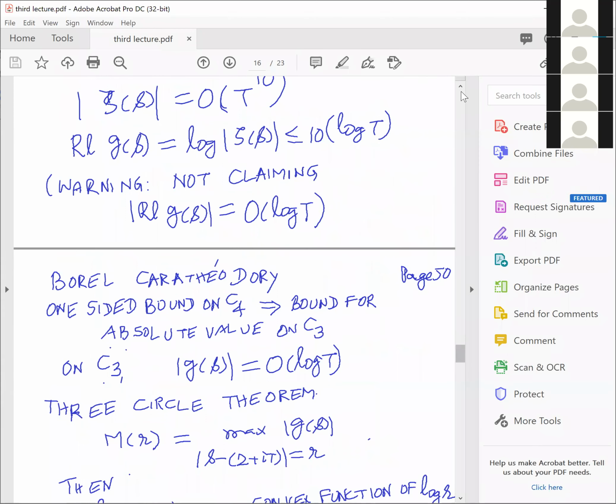That if you have a one-sided bound for the real part on a big circle, then you have a bound for the absolute value on a slightly smaller circle. And that you use, then you will get not only that mod real part of G(s) is O of log T, mod G(s) itself is O of log T. Therefore, on the circle C3, mod G(s) is O of log T.